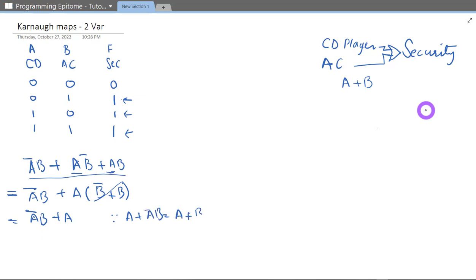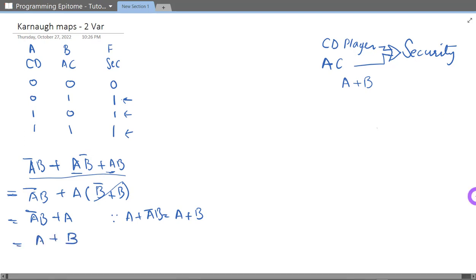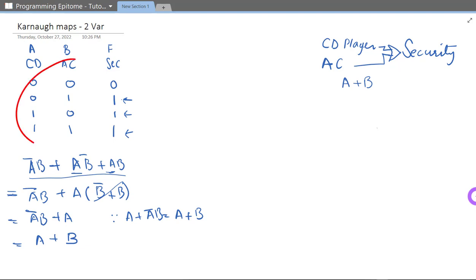I'm not going to get into the detail of this one. We can do that later, but you can search it. This is a property. So using that property, I can write A plus B here. A plus B, this is our simplified form. And we know this is correct because we know that this truth table is of an OR gate, and the condition that we put was basically for an OR gate.